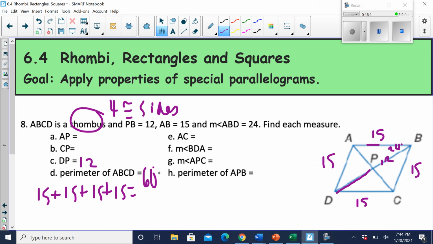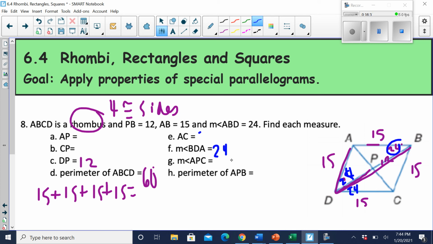Let's look at the angles. The measure of angle BDA. So if I go from B to D to A, it's this angle right here. I have this 24 up here, and that would be alternate interior to this angle down here. On that last slide, we just said that the diagonals bisect the angles. That means that this angle right here is going to be 24 also.